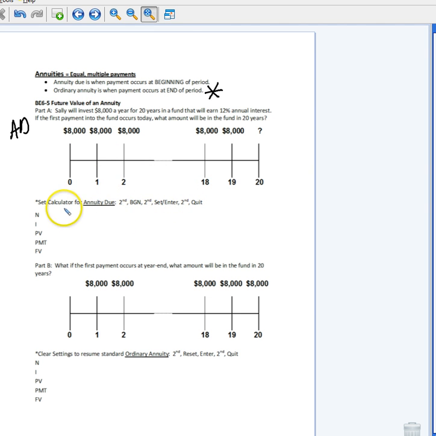So let's list out what we know. We know that N is going to be 20. The interest rate is 12%. There is no present value, right? She's not putting a lump amount in today. She's putting in payments of $8,000. So she's got 8,000 times 20, $160,000 she's putting in. I don't enter 160,000. I just enter the individual payment amount, and we want to compute the future value. Again, there's no lump amount today, so there's no present value.